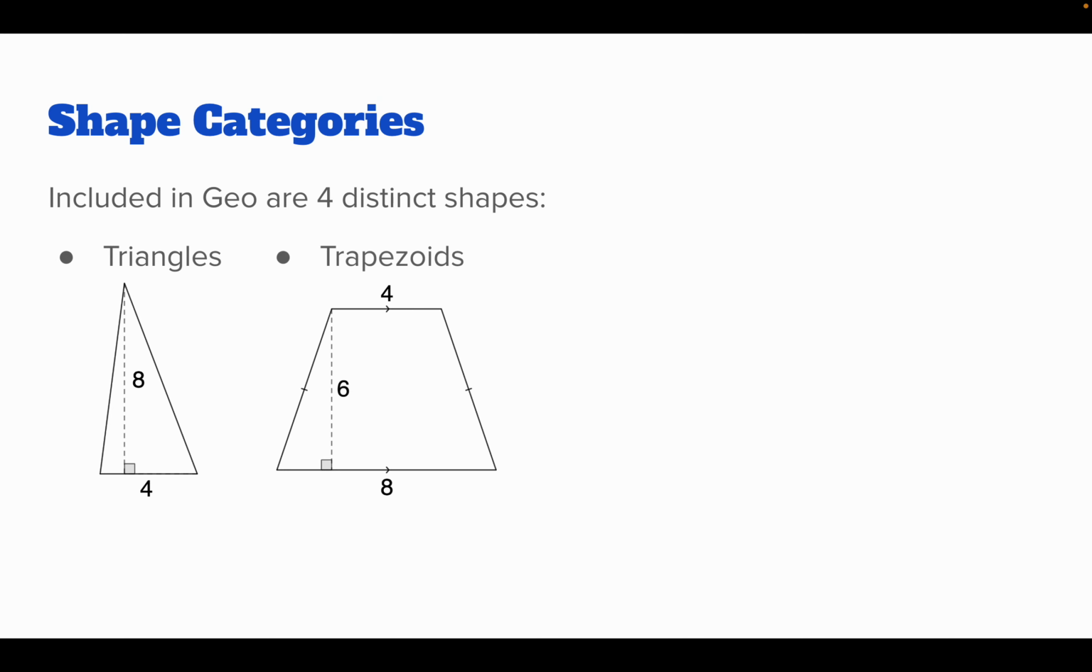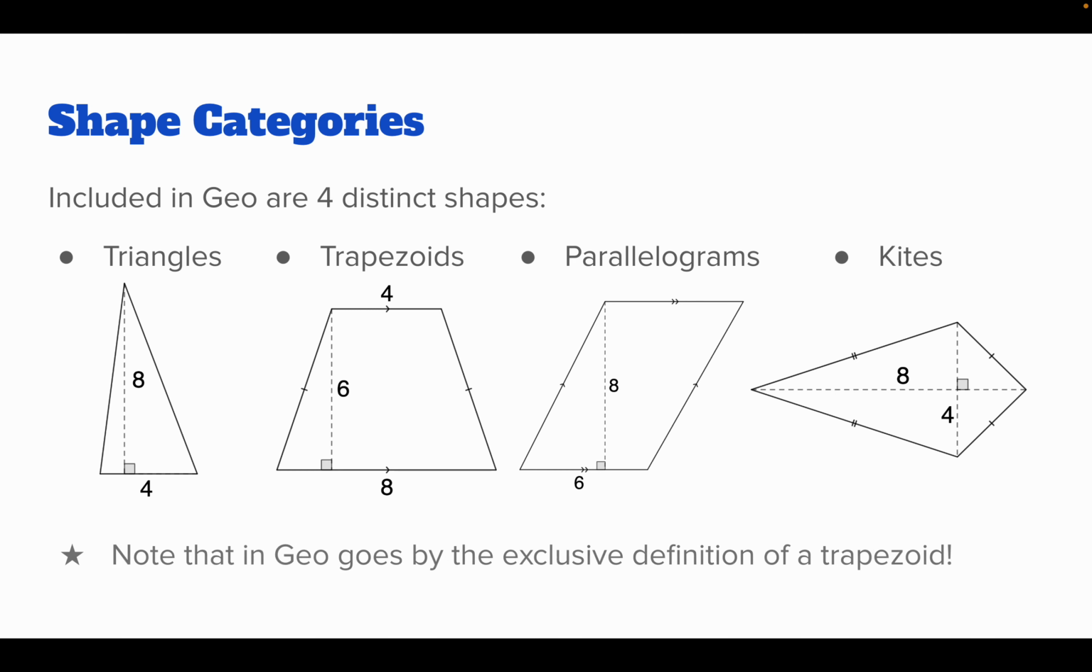Before we go over gameplay, let's look at all the types of cards you will encounter when playing Geo. Included in Geo are 4 distinct shapes. That is, triangles, trapezoids, parallelograms, and kites. Note that Geo goes by the exclusive definition of a trapezoid. That means a trapezoid only has one set of parallel sides and is different from a parallelogram.